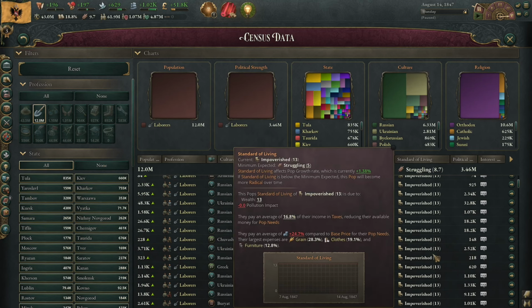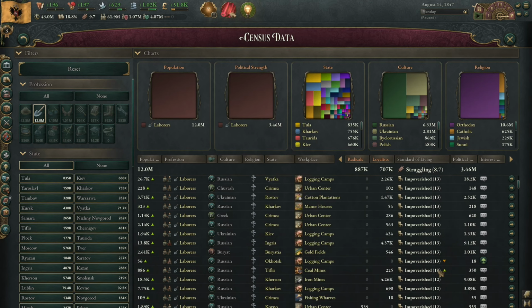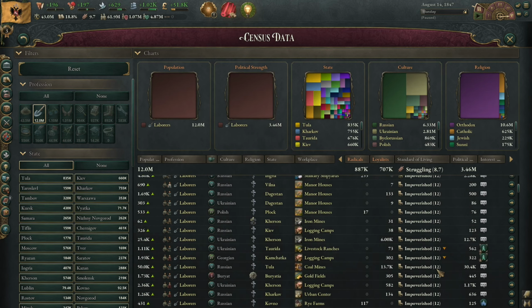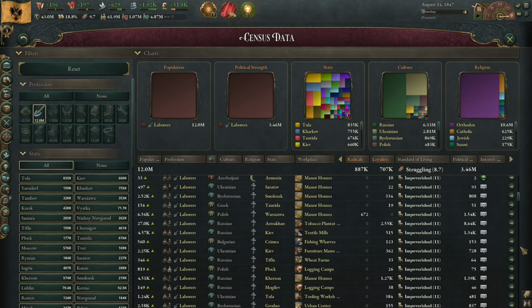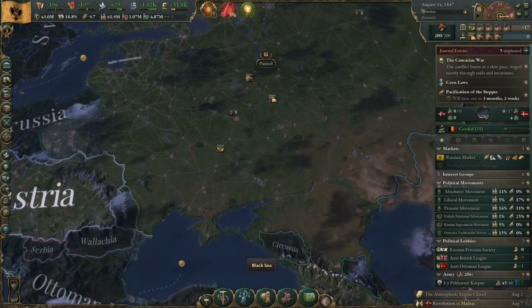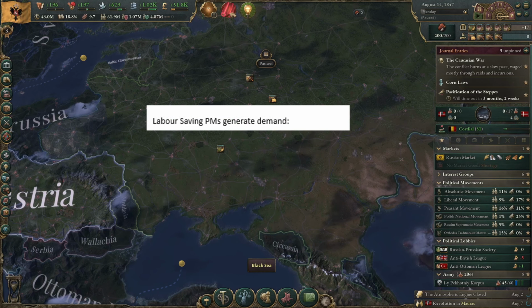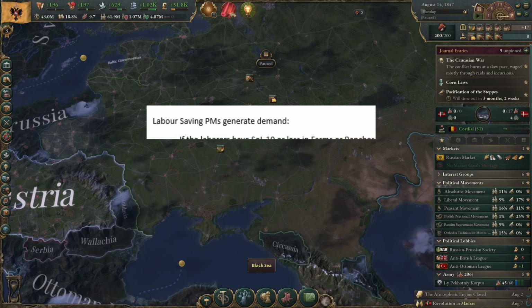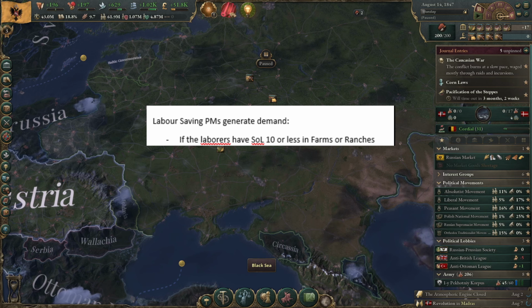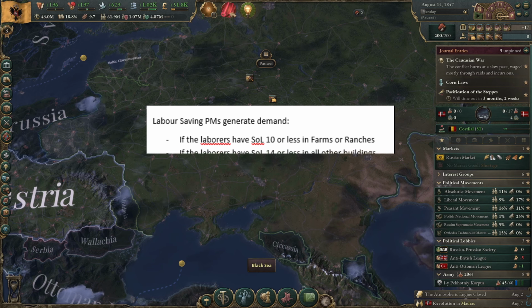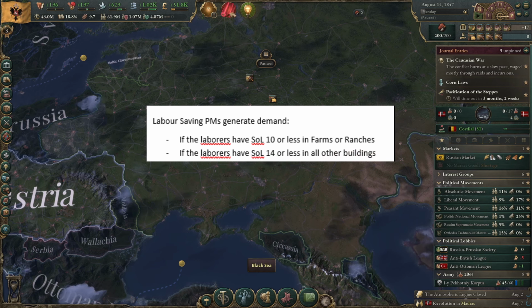Back to the census data. We have some laborers in production buildings at standard of living 13, but most are at standard of living 12 or below. I think that's enough. As a rule of thumb, I would propose: labor saving in farms and ranches will generate more demand through input goods than lost consumption from firing workers if the laborers are at standard of living 10 or lower. For all other labor saving methods, you will generate more demand if your laborers are at standard of living 14.